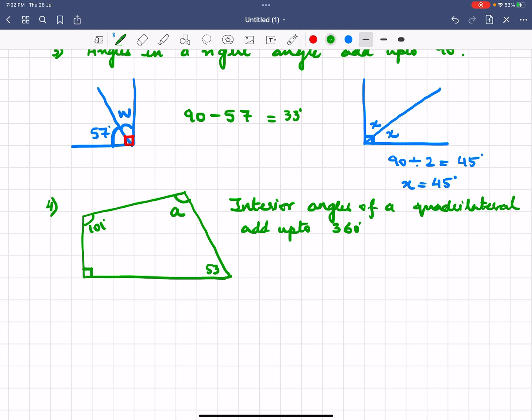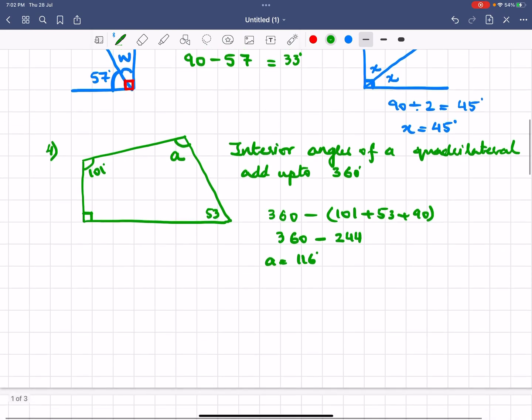So let's work out. We have 360 minus the sum of 101 plus 53 plus 90. When we work out 101 plus 53 plus 90, we get 360 minus 244, and that is equal to 116 degrees, and that is equal to the measure of angle A. So that was the angle fact, that interior angles of a quadrilateral add up to 360 degrees. Let's move on to the next angle fact.